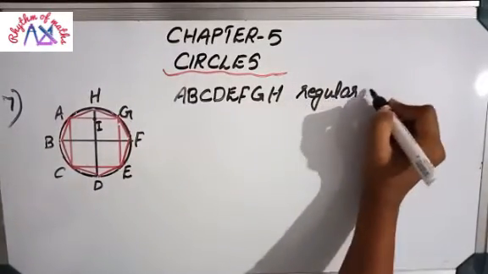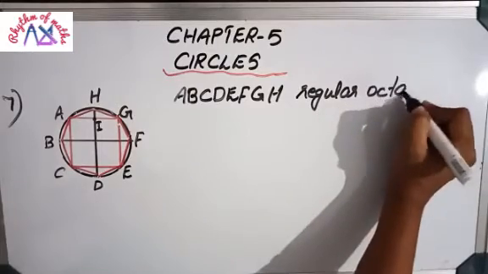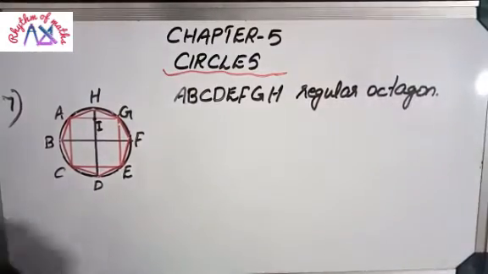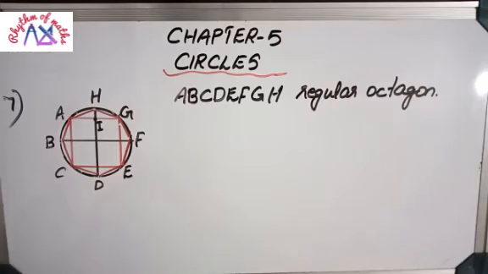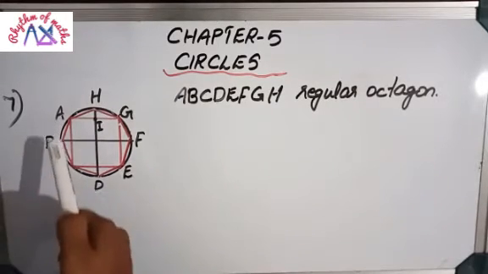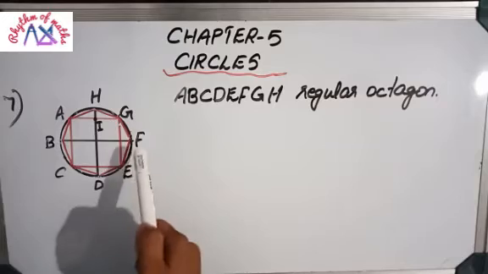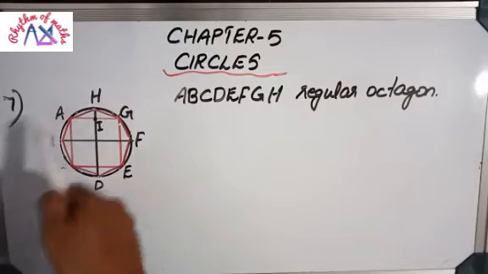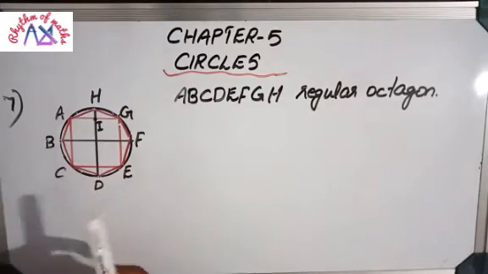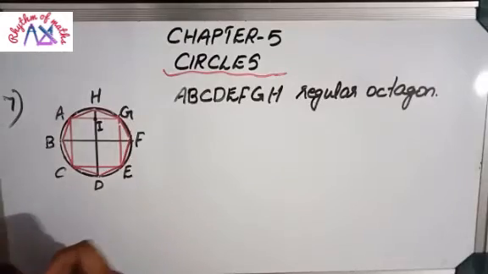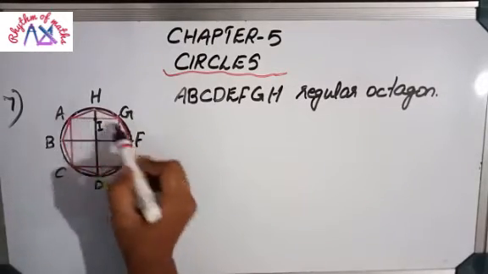What do you mean by regular? Regular means all the sides must be equal. Then only we can say that it is a regular polygon. This you have also learned in 8th standard. That means we need to prove AB, BC, CD, DE, EF, FG, GH, HA, all these sides are equal sides. So for that, let's consider these two triangles.